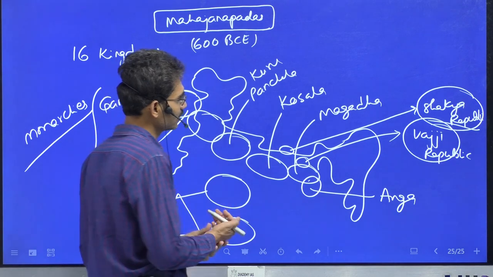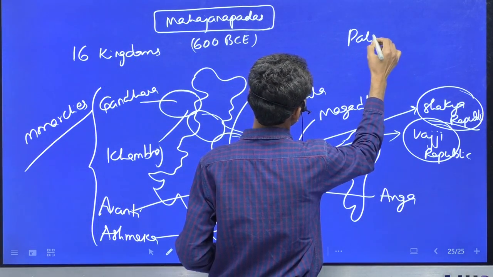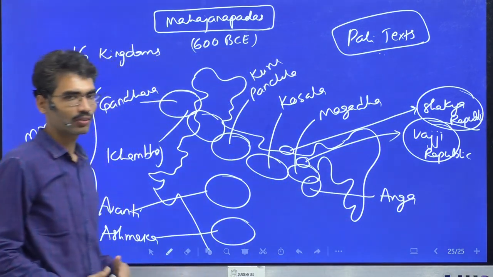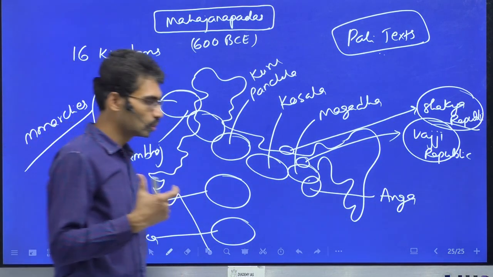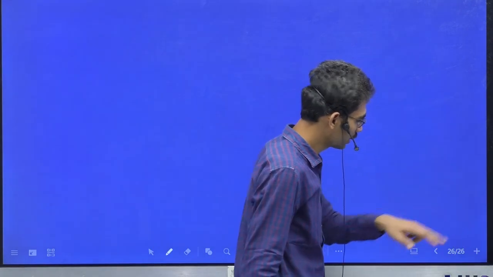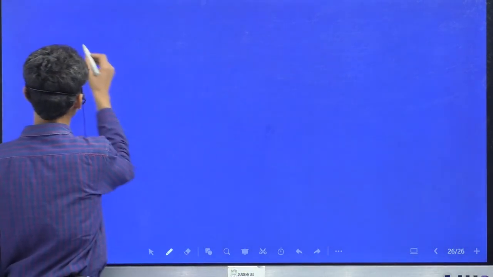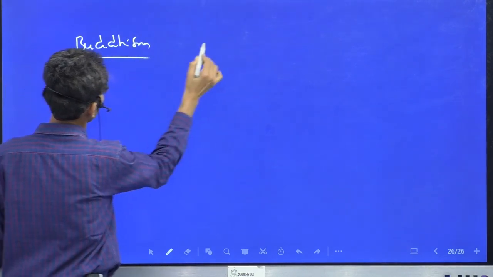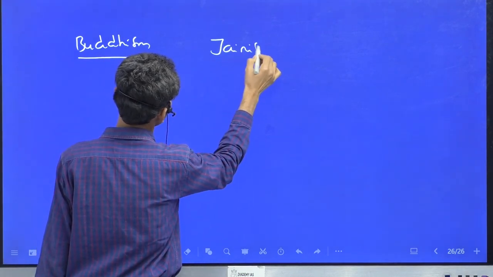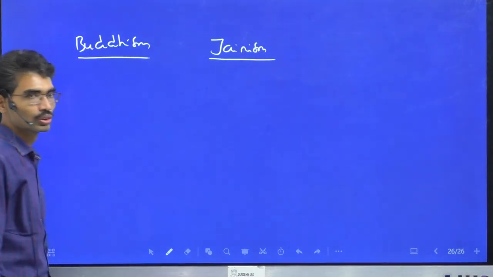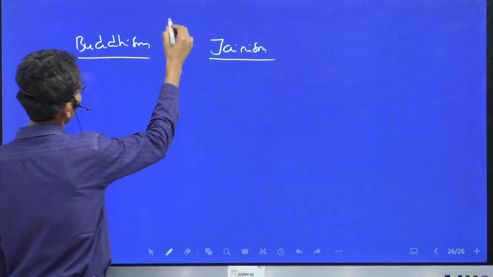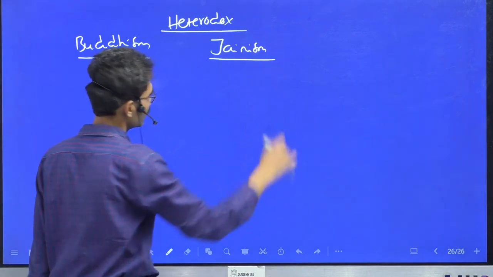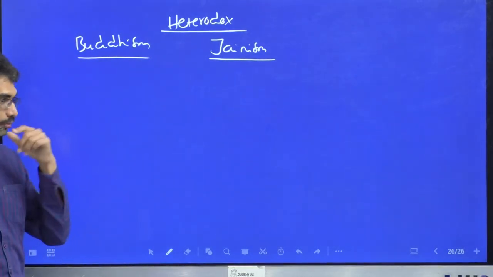Now we know about this from Pali texts, because around the same time, two great religions emerged in the Indian subcontinent. One is Buddhism, another one is Jainism. In addition to that, there are so many such religious ideas. They were called heterodox.